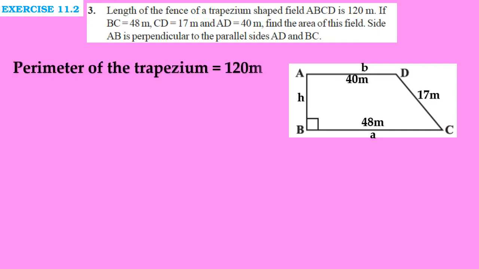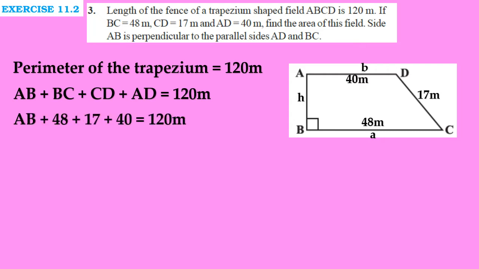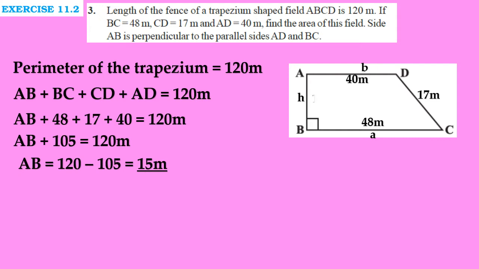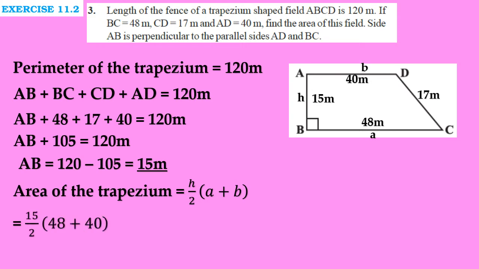That's all. So the perimeter is 120. Perimeter means AB plus BC plus CD plus AD. If you add all the sides, you will get 120. In that, 3 sides we know, so only one side we have to find. So AB is equal to 15 meter. Now we have the height of the trapezium and the parallel sides, which are BC and AD. So we can find the area of the trapezium by substituting the values. So the area is 660 centimeter square. You can pause the video and note it down if you have any doubt.